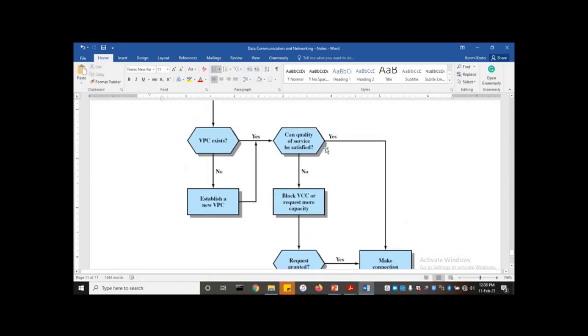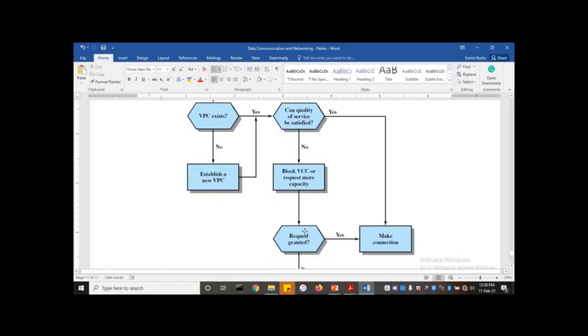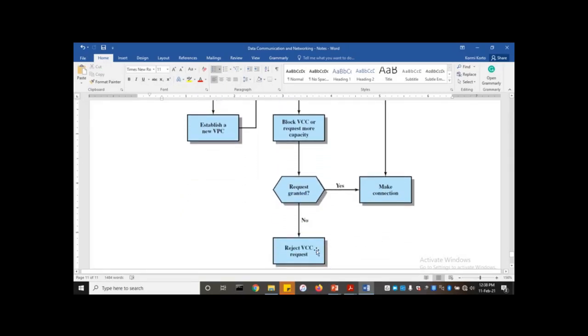Now, what if the quality of service is not satisfied? Then in that case, the VPC blocks the VCC or requests more capacity to handle that particular transmission service that's coming from the VCC. And when the request comes through and it's granted, then it makes a connection. If not, then the VCC is rejected, basically.